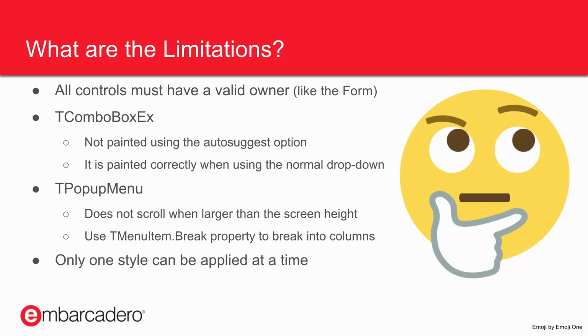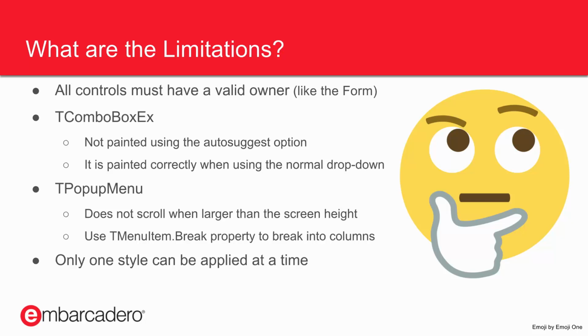On TComboBox, if you use the Auto Suggest option, then the window that pops up gets painted by Windows. But if you use the normal drop down, then it gets painted by the VCL style. And the TPopupMenu has the functionality where if it's larger than the screen height, it will automatically scroll. That's a Windows function. But when it's being painted by VCL styles, that doesn't occur.